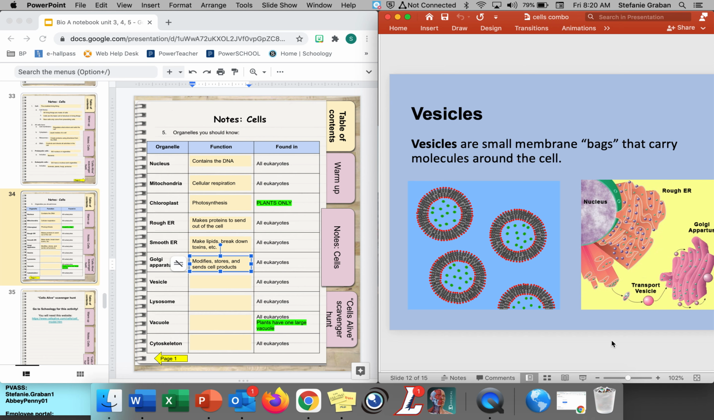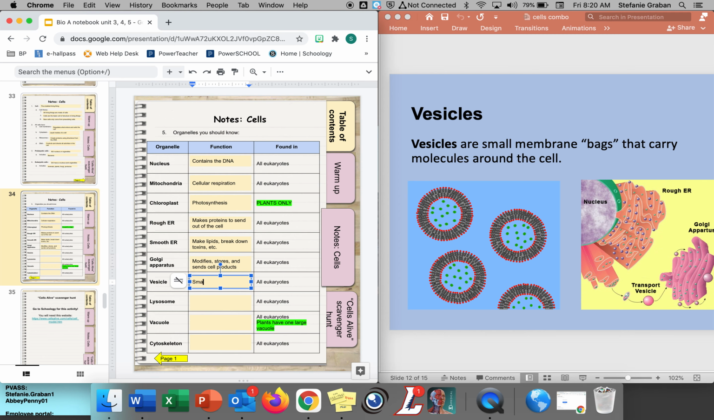Vesicles are those bubbles. They're kind of like little bags. They look like cell membranes on the outside, but they're little bags that carry stuff around. So if you need to send a molecule to a different part of a cell or even out of the cell, that's what a vesicle would do. That's what those little bubbles are that would transport things around.